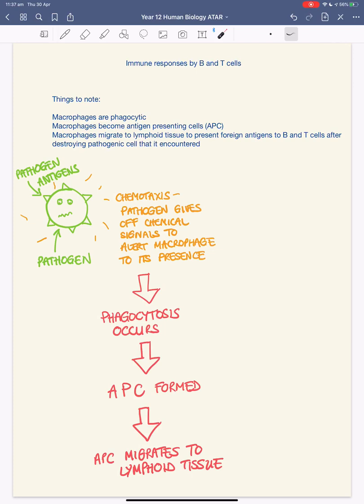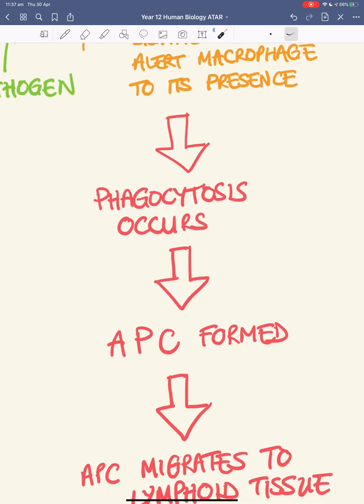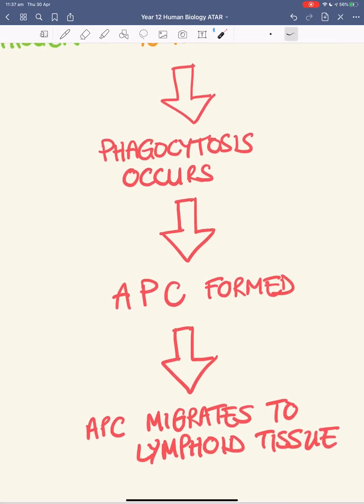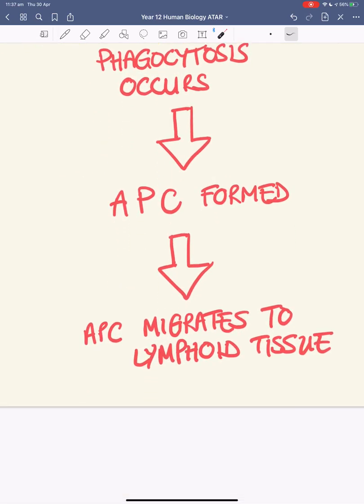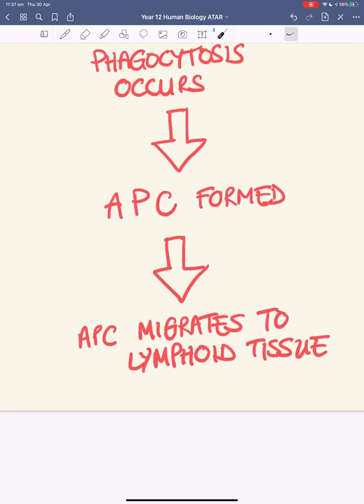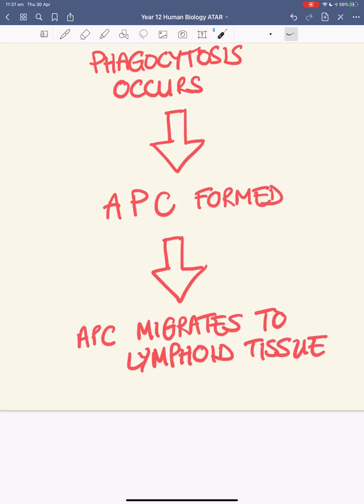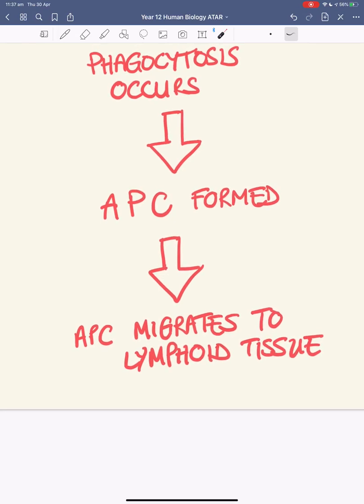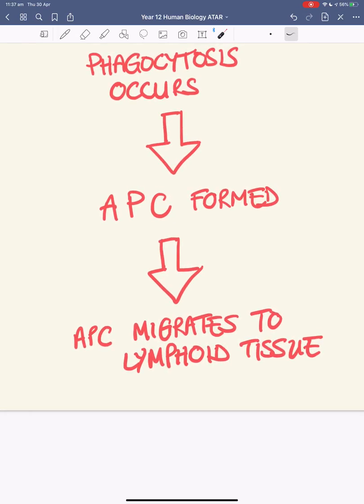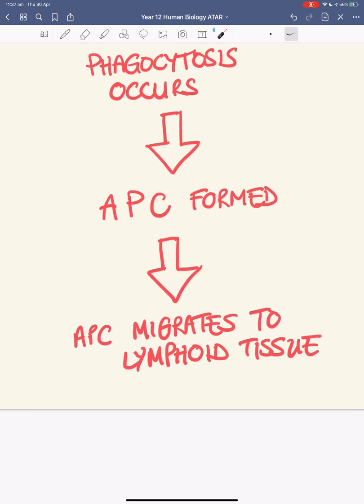useful. So once the macrophage has been alerted to the foreign pathogens present, phagocytosis occurs, and as a result of that, we have an antigen-presenting cell being formed. I'm not going to go into that level of detail again. Hopefully that is part of the course that you are comfortable with. If not, please go back and review your notes.